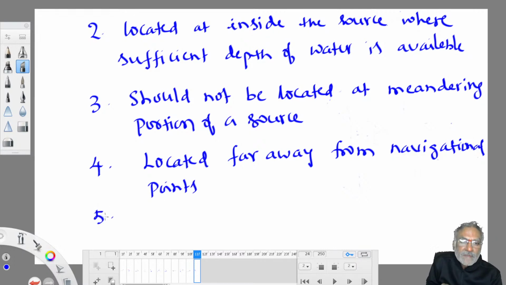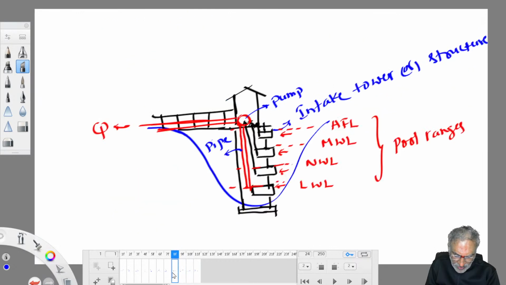In addition to that, the place where we locate this intake tower should be accessible even during floods. People have to go and work there. See, now you have constructed a tower here, so they will go there and carry out the job, opening the valves, closing the valves, or switching on the pump. The workers should go there and carry out the job. The place should not be flooded with water.